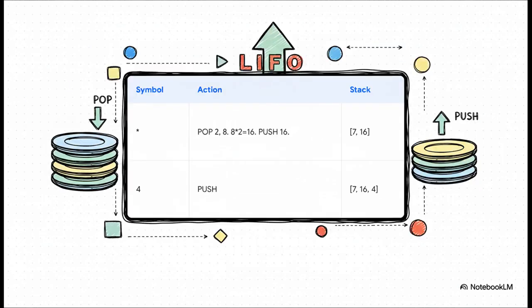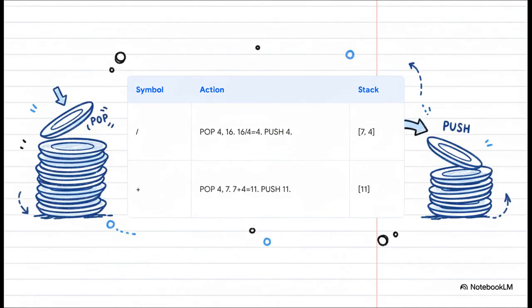Now things get interesting. We see the multiplication symbol. So here is the rule for an operator. You pop the top two numbers, you do the calculation, and then you push the result back onto the stack. So we pop 2, then we pop 8. What is 8 times 2? 16! So we push 16. The next element is 4, which is a number. So what do we do? Simple. We just push it. Let's keep going. We're almost at the end.